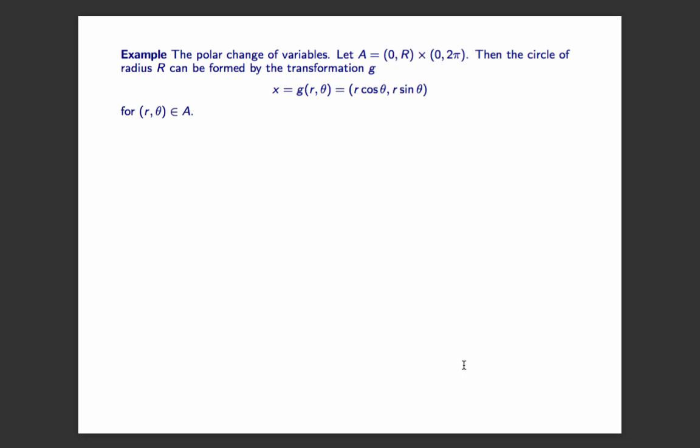So the polar change of variables is exactly such an example. Suppose A is the rectangle 0 to r by 0 to 2 pi. Then the circle of radius r can be formed by the change of variables g equal to r cosine theta in the first coordinate and r sine theta in the second coordinate, where r and theta are inside of my rectangle.